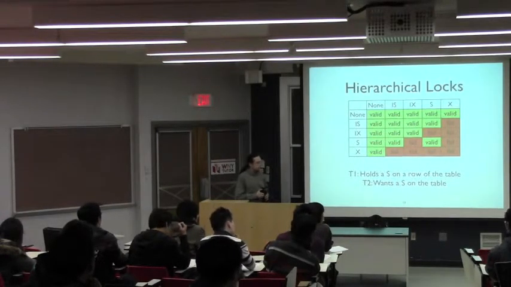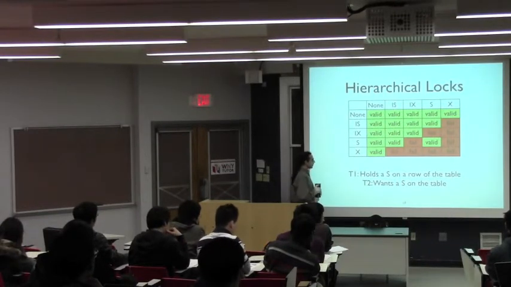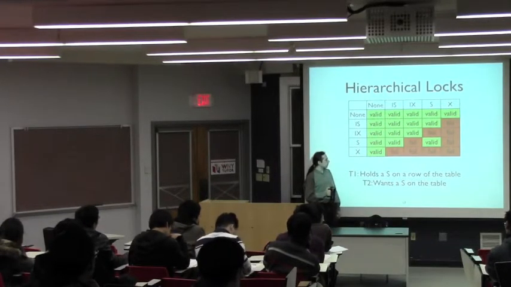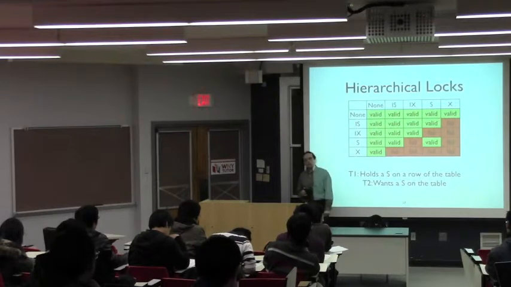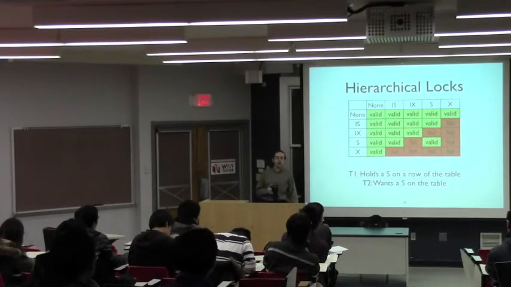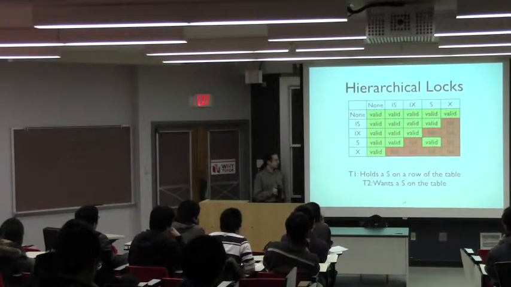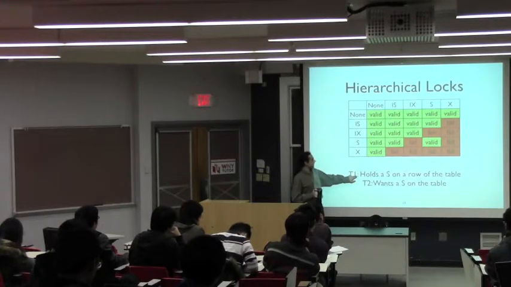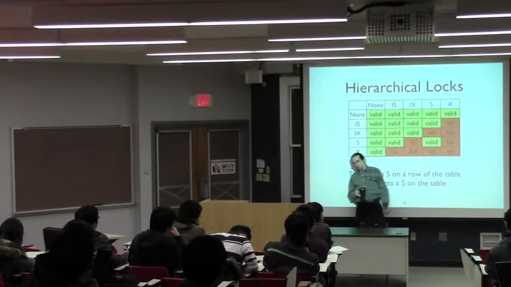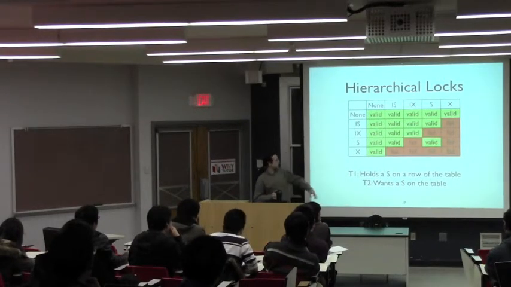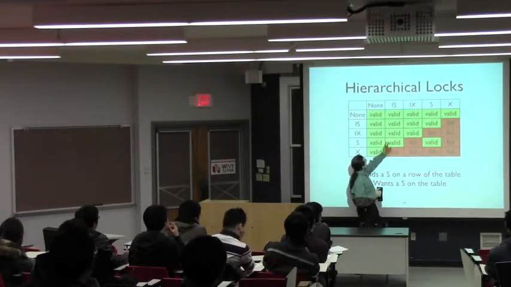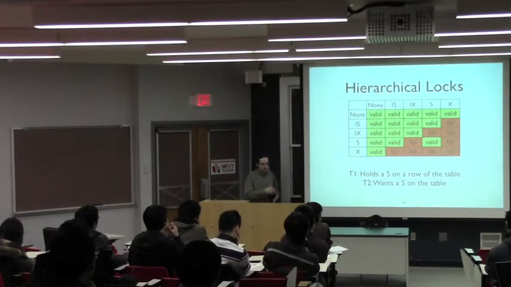What about T1 holding a shared lock on a row of the table, and T2 wants to grab a shared lock on the entire table? Valid, but again, this is going to need to grab an intent to share, which is compatible with shared. Oh, sorry, other way around. It wants to grab a shared, which is compatible with intent to share. Any questions?